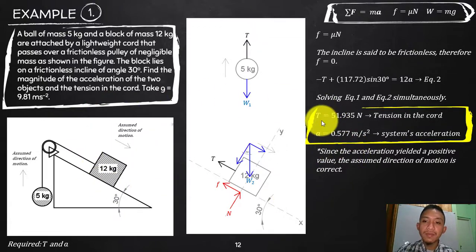Your T will never be negative, guys. Your T will never be negative because your T is tension. That means it is stretching the cord, which is the true scenario. That could never be negative because what is negative force? That is compression. It cannot be that your cord is being compressed, isn't it?